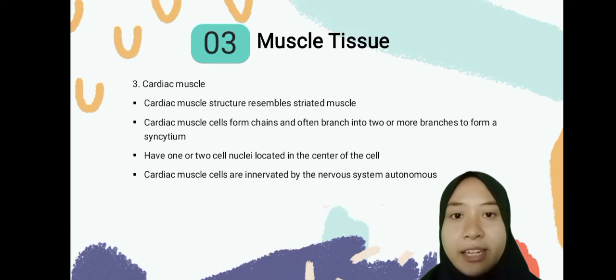The last is cardiac muscle. Cardiac muscle structure resembles striated muscle. Cardiac muscle cells form chains and often branch into two or more branches to form a syncytium. They have one or two cell nuclei located in the center of the cell. Cardiac muscle cells are innervated by the autonomic nervous system. Contractions are not under the influence of consciousness and do not cause fatigue.